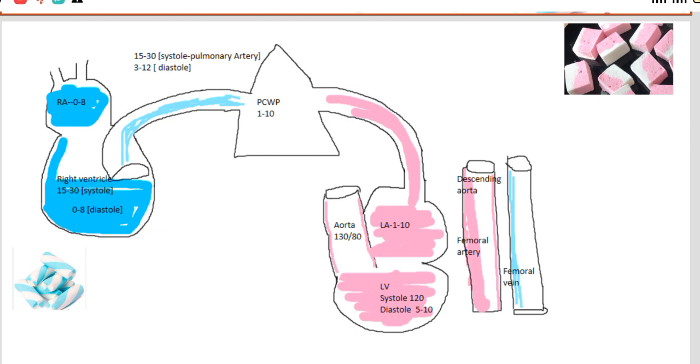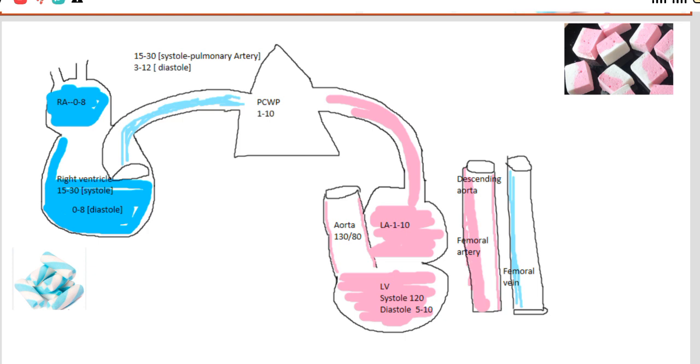the right atrium 0 to 8, and right ventricle 0 to 18 in the diastole and systole 15 to 13, and pulmonary artery 15 to 13 and 3 to 12 in the diastole, and pulmonary capillary wedge pressure 1 to 10, and left atrium again 1 to 10, and left ventricle systole 120, diastole 5 to 10, and aorta 130 to 80. It's difficult to remember, right? And there's a trick to remember all those.